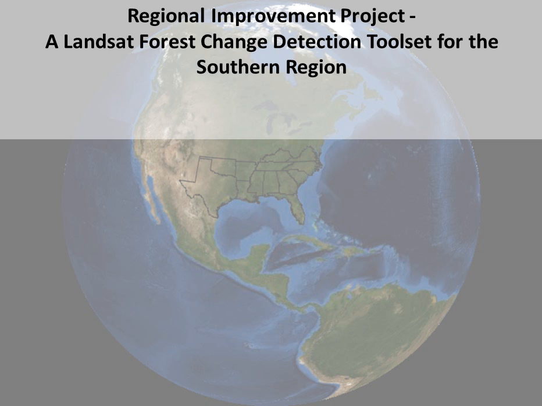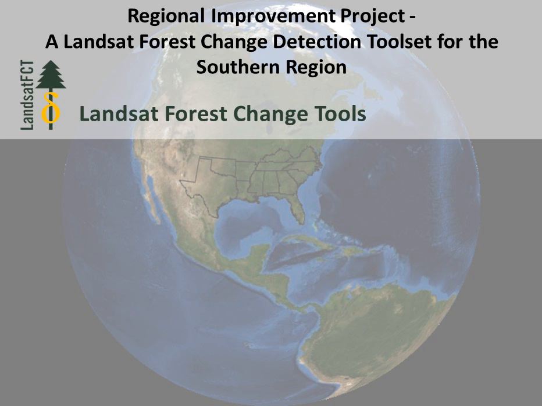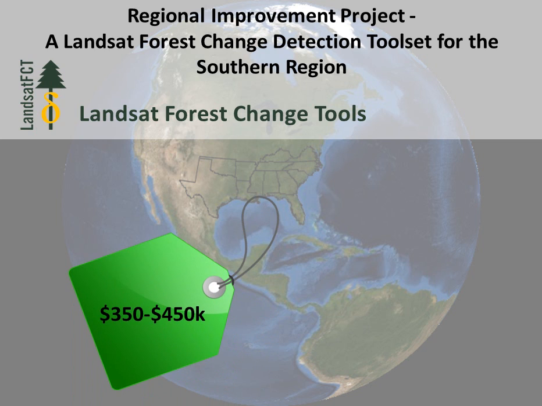And in North Carolina, I've already started to kind of put a name to this thing, and this is certainly up for discussion. But the Landsat Forest Change Tools could be a project that we get funded. And I know the big question on most everyone's minds is, well, what's that going to run us? And I think a reasonable estimate would be somewhere between $350,000 and $450,000. I think kind of the magic number of keeping it under $500,000 is a good idea for a regional improvement project, and I think we can easily do that with this project.